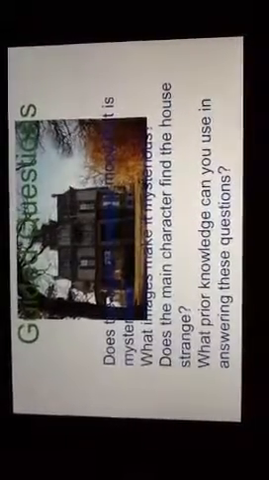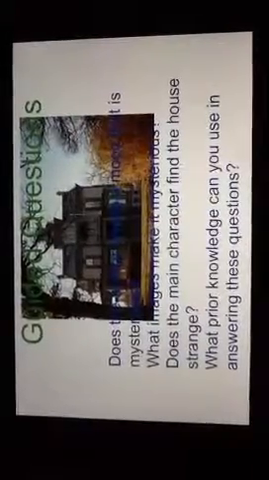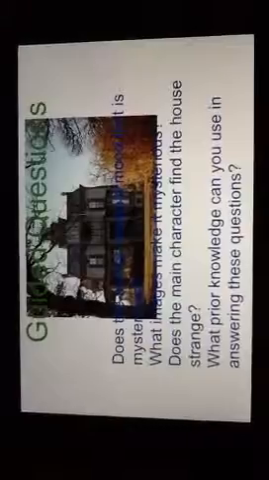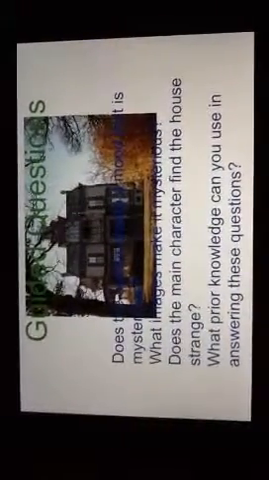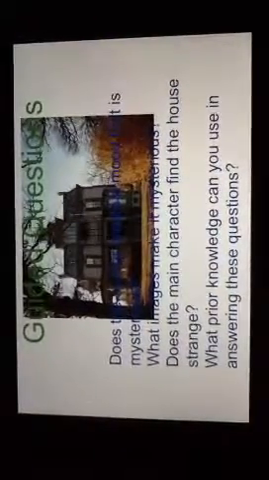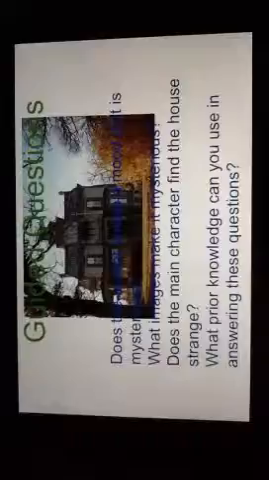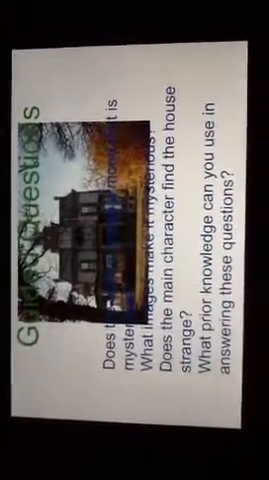Look at these guided questions, and I put the picture back on here for you to look at. Does the author create a mood that is mysterious? What images make it mysterious? Does the main character find the house strange? What prior knowledge can you use in answering these questions? And the prior knowledge would come from the first chapter in the book or the discussion that we had the previous day regarding the Underground Railroad.